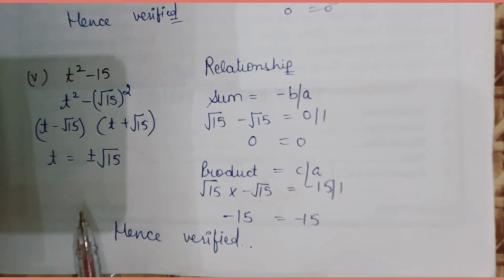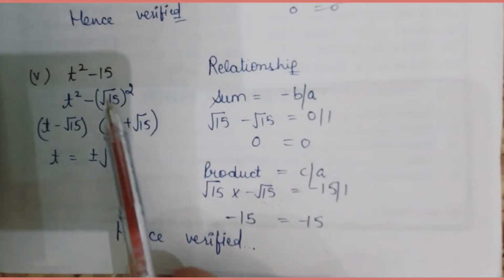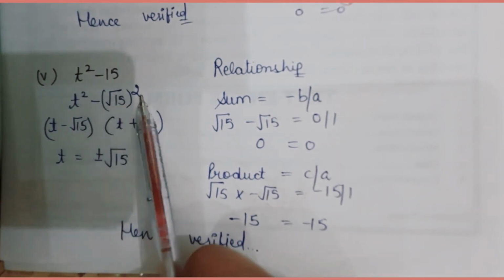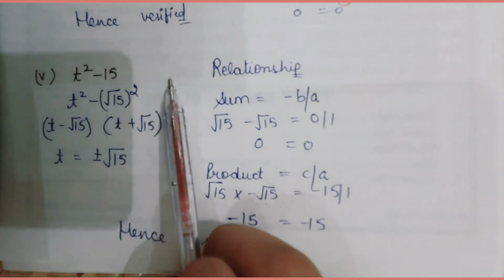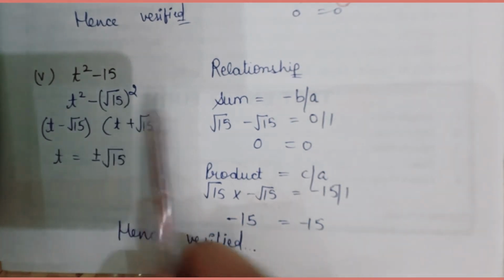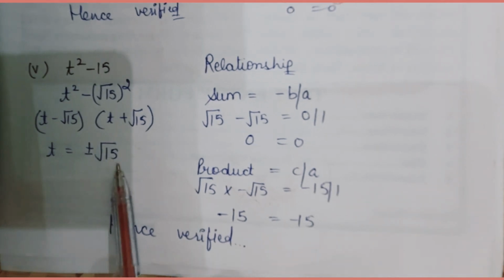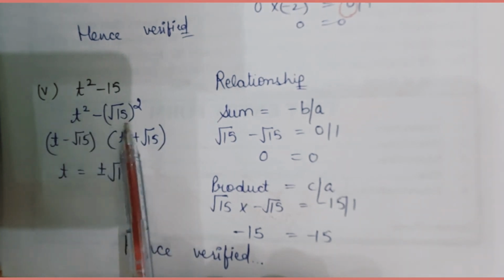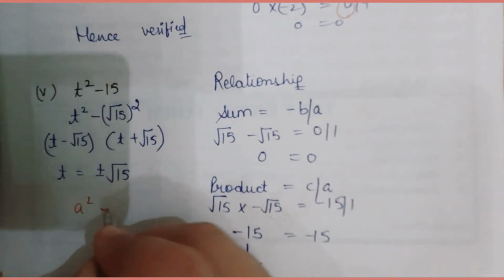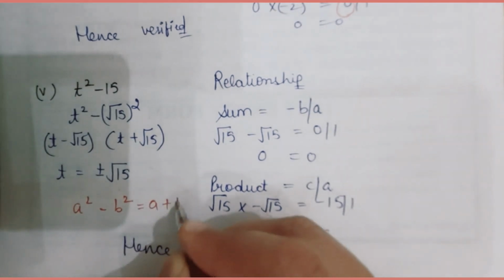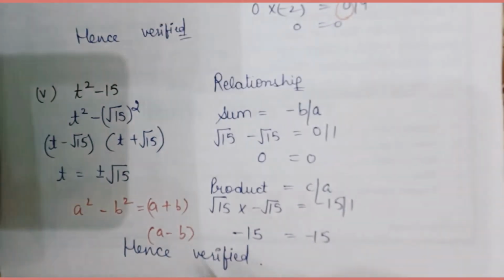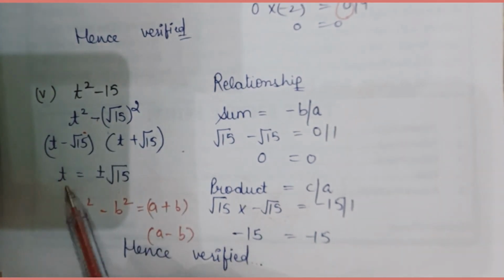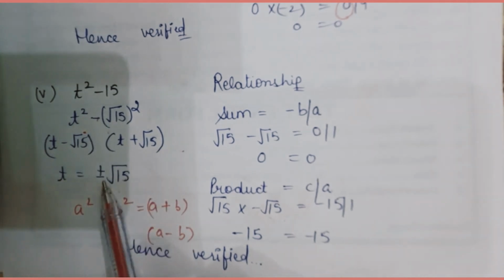Now the fifth part. In this you have to think: t square minus 15. Now you can't do anything directly. One thing you can do is put t square minus 15 equals 0. From that you will reach the answer. And the second method, you can write 15 as root 15 square. From this you will use the identity you know very well: a square minus b square equals a plus b, a minus b. And this is a square minus b square. From that, t minus root 15, t plus root 15, and t will reach plus root 15, minus root 15.